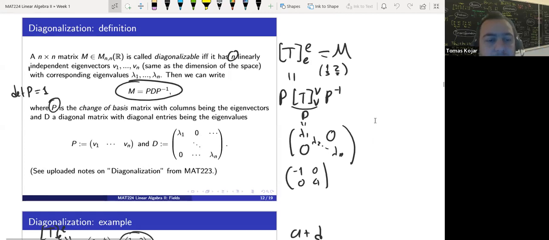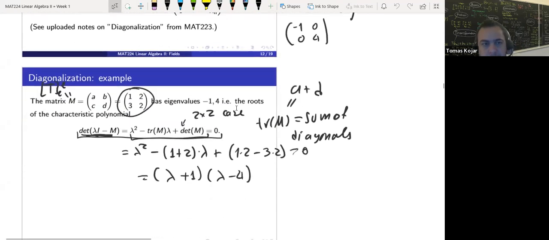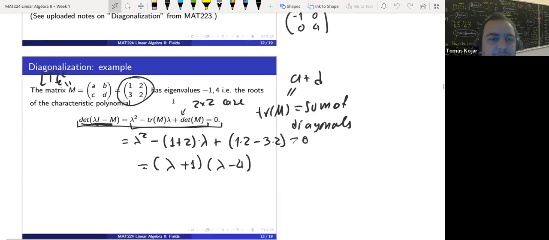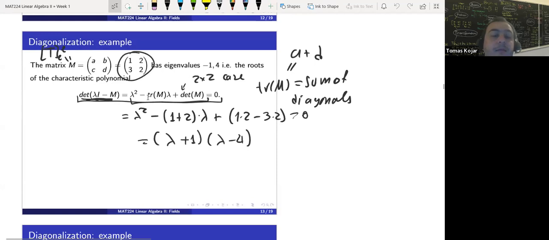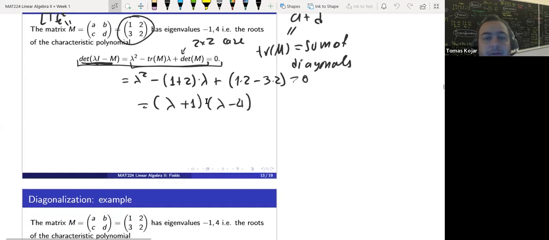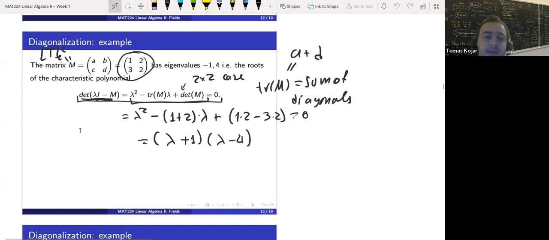All right, so this is the definition for diagonalizable. Last time we did an example with this simple matrix, 1, 2, 3, 2. We computed its eigenvalues, -1 and 4. So this was the polynomial. This is always the polynomial for the 2 by 2 case, so you don't have to memorize it.